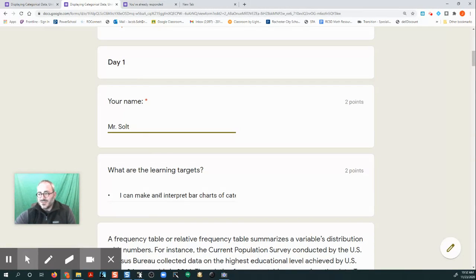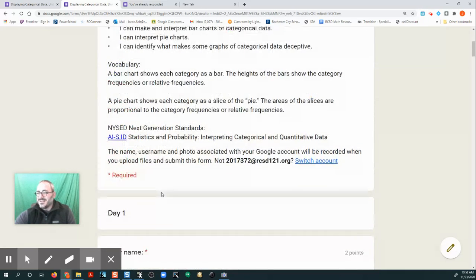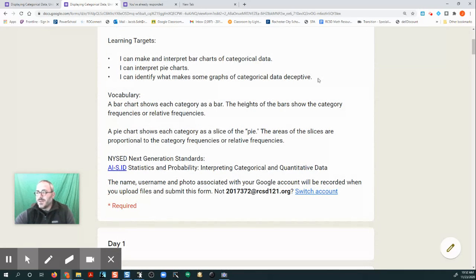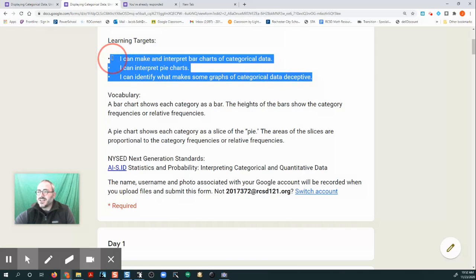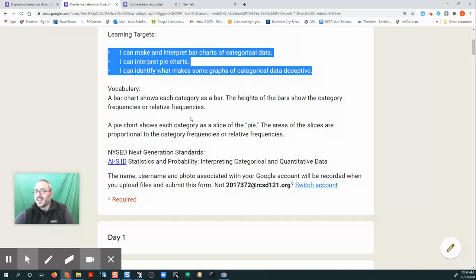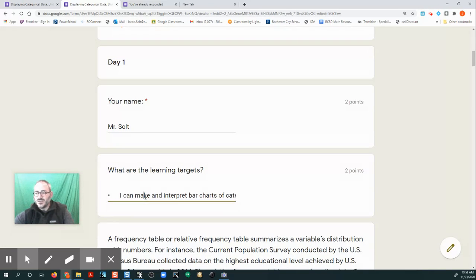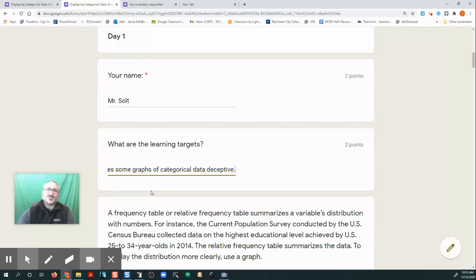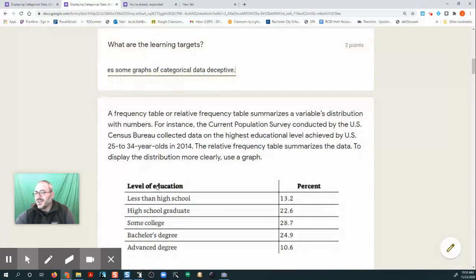What are the learning targets? I'm going to ask you what your learning targets are, especially on day one. I'm just going to want you to copy and paste these. So what you do here is just select those, like that, and you'll do Control C to copy that, and then you just Control V to paste those in. That just helps me know for sure that you've at least glanced at these learning targets, right?